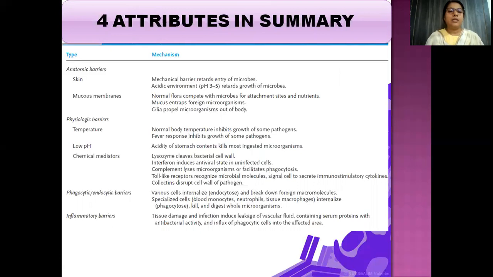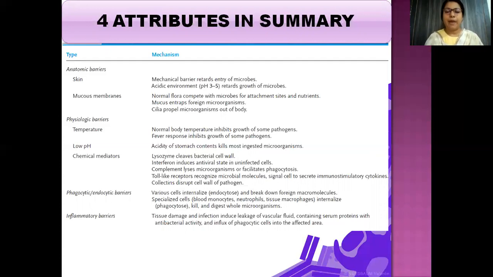The anatomical barrier includes skin and mucous membrane. The physiological barrier includes temperature, pH condition of the body, and chemical mediators, for example, lysozyme. In our eyes, we have tear glands. These tear glands produce a particular enzyme known as lysozyme. Lysozyme works on the bacterial cell wall, breaks the bacterial cell wall, and thus stops the activity of bacteria in our body.